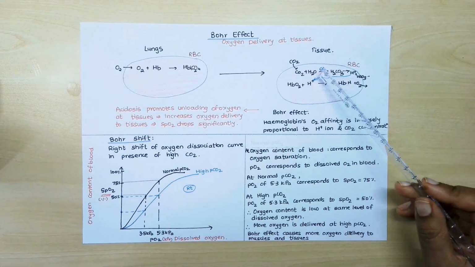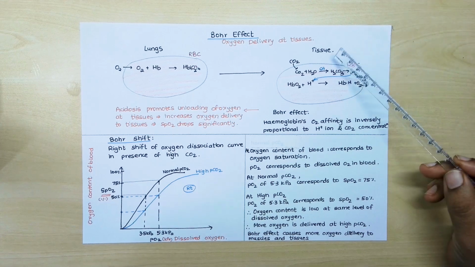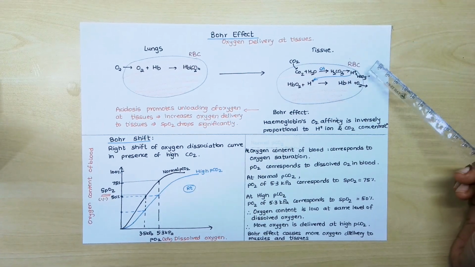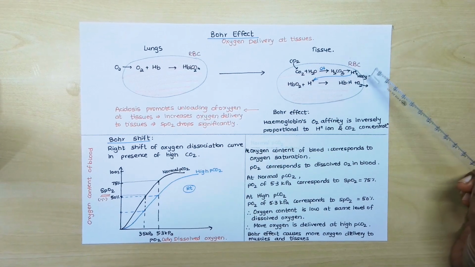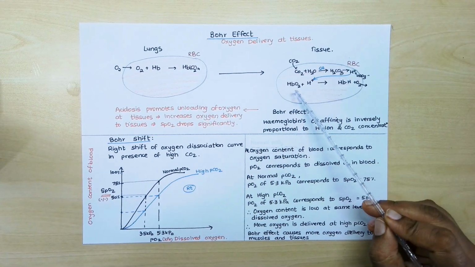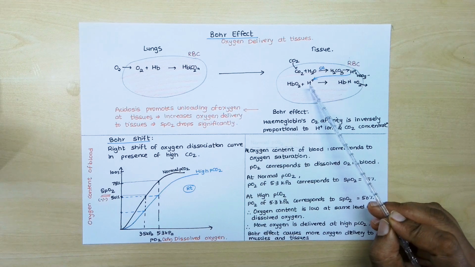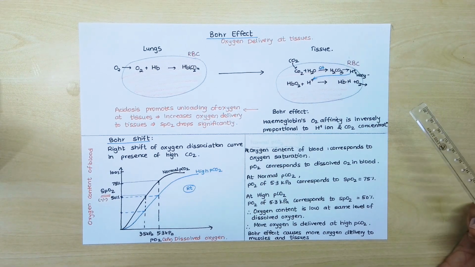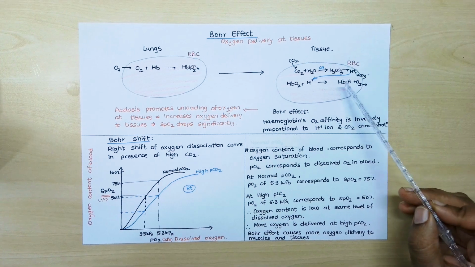It combines with water molecule, and in presence of carbonic anhydrase, it forms H2CO3. It further dissociates into H+ ions and HCO3- ions. The oxygenated hemoglobin, in presence of H+ ion, dissociates and releases oxygen molecule to the tissues, and the H+ itself combines with the hemoglobin.